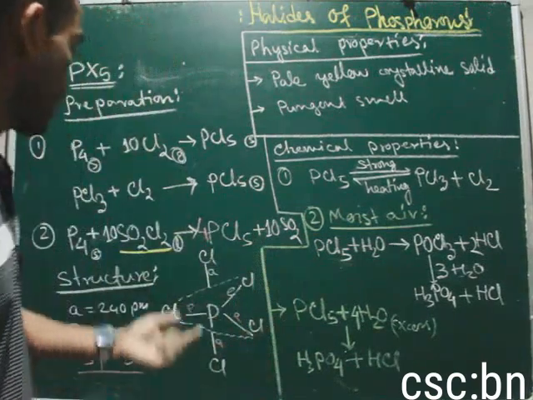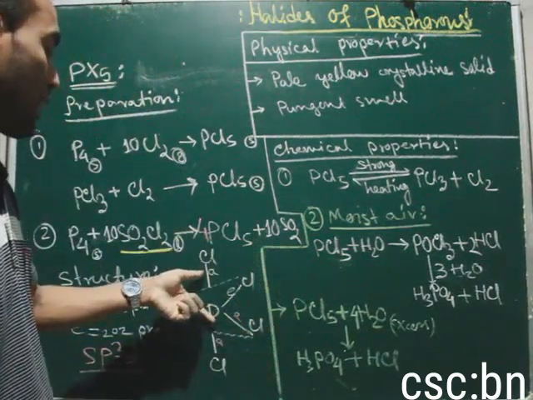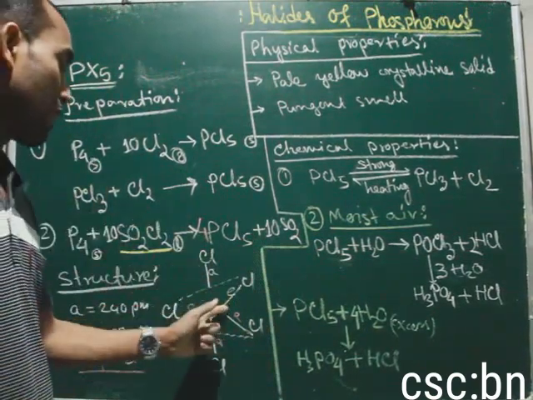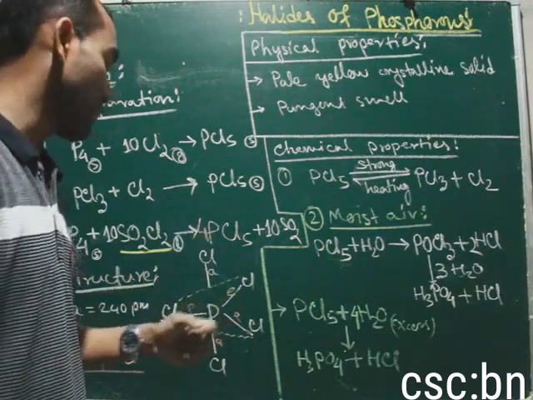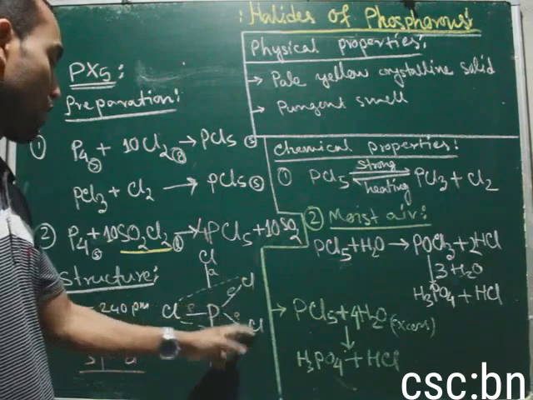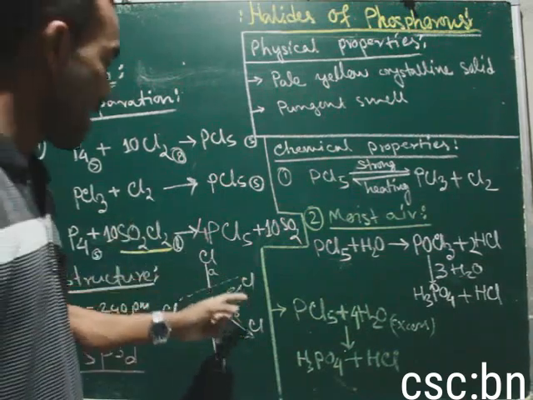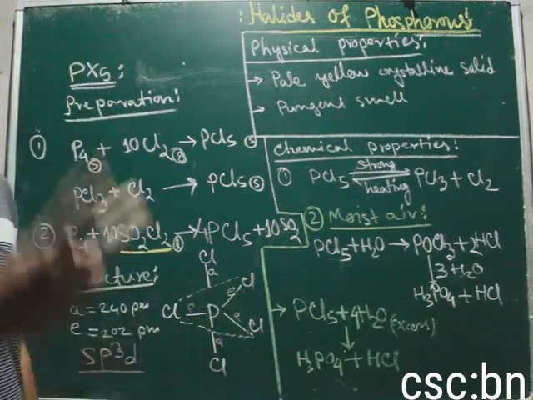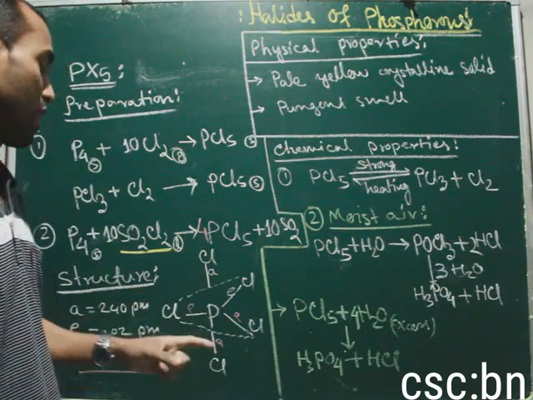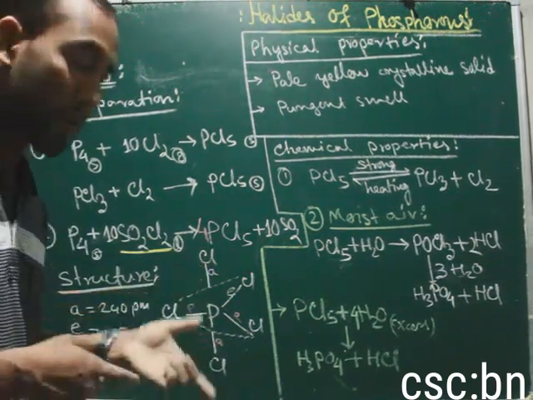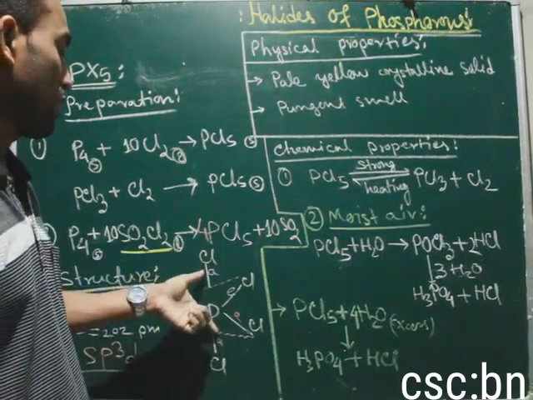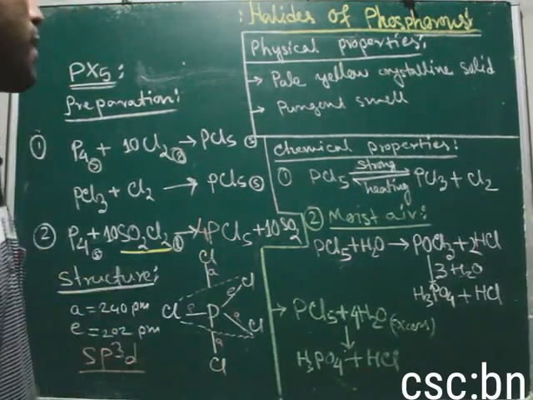Why? Because the axial bonds are repelled by the equatorial bonds, the bond pair electrons repulsion. These 3 equatorial bonds, 1, 2, 3, repel the 2 axial bonds, 1, 2. Therefore axial repulsion is more, so the axial bonds become longer.